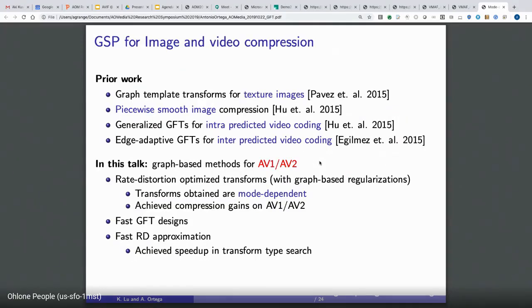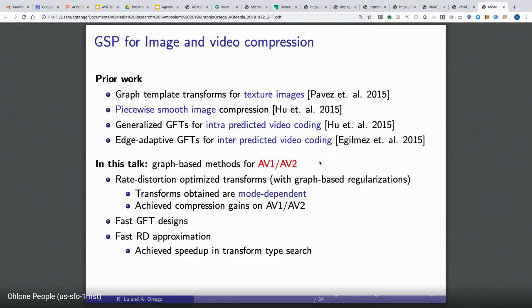Okay, so we've done a bunch of work in this area. You have a few references there, going from texture images to working with depth images, piecewise smooth, to intra and inter predicted video. In this talk, I'm going to focus on results with AV1 and AV2, and there'll be three areas that I'll cover. And again, this is kind of an overview of the various things that we've done. And as I said, these are all familiar ideas, but viewed from the graph perspective. So first, we'll talk about how to learn transforms from data.